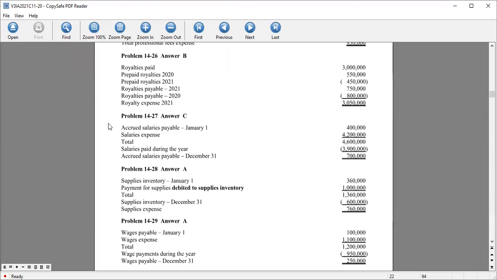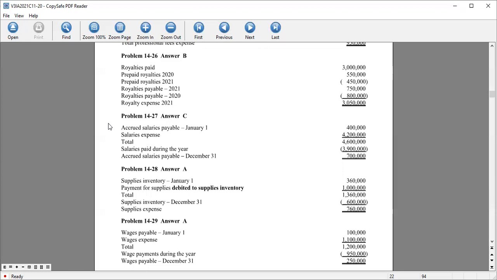Next, in number 27, what amount should be reported as accrued salaries payable on December 31? So in number 27, accrued salaries payable on January 1 is 400,000, then add salaries expense of 4,200,000. From the total, we deduct salaries paid during the year of 3.9 million. Accrued salaries end is 700,000. That's letter C.